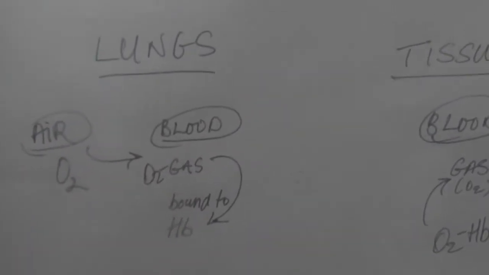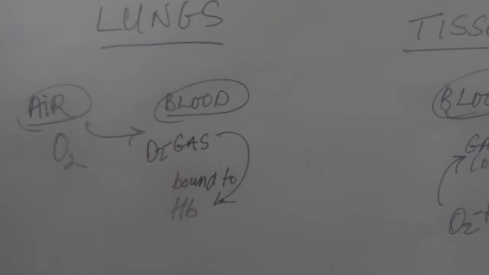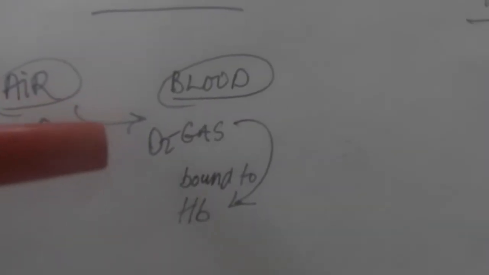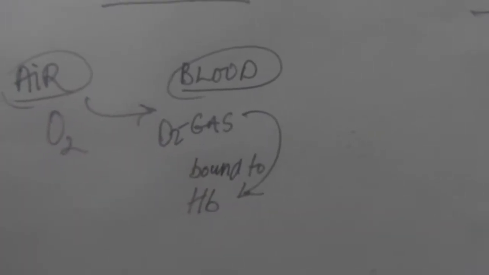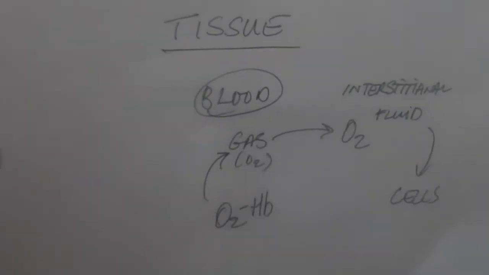Hemoglobin is a protein with iron in it that's present in red blood cells, and oxygen can be bound to that hemoglobin to exceed the limit of oxygen that can be dissolved. So this is a process that happens in your lungs. But now we're looking at your tissues.